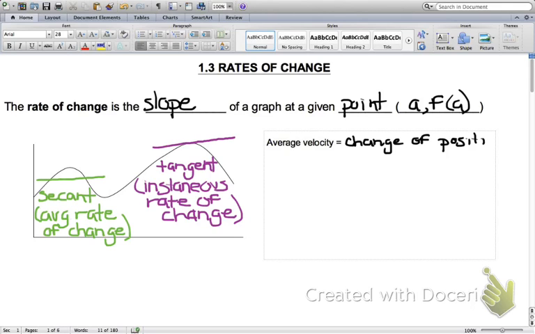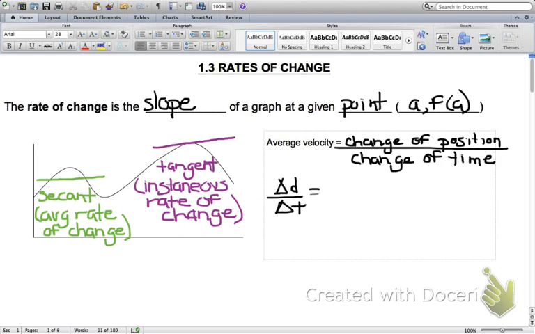over our change of time. So therefore, our delta d over delta t is equal to our d2 minus d1 over t2 minus t1.